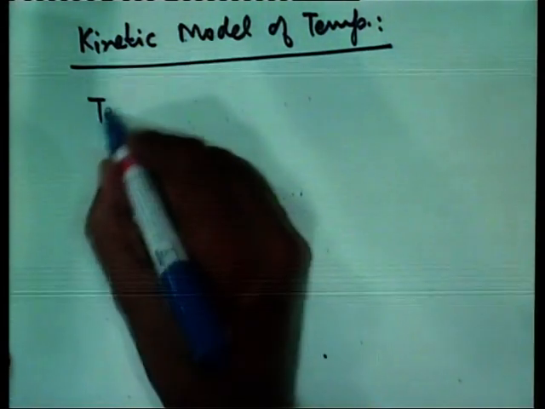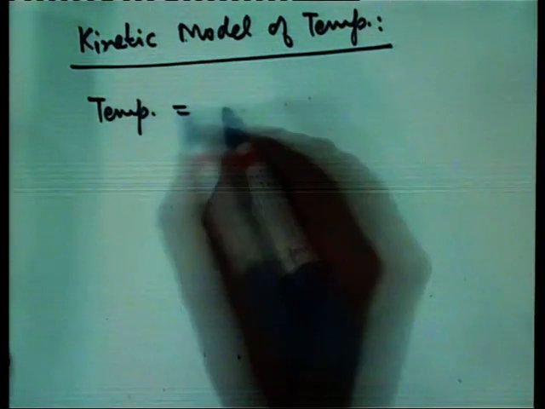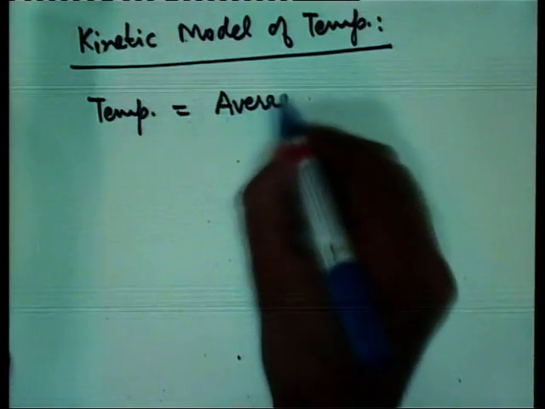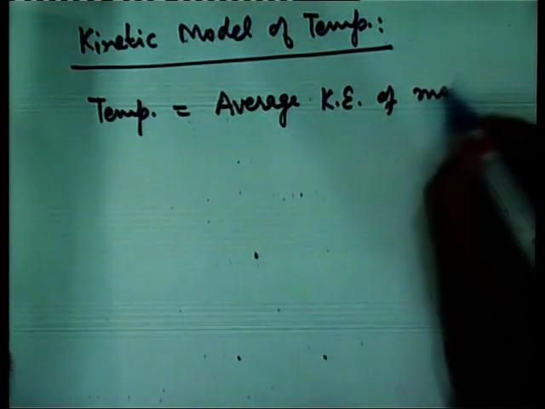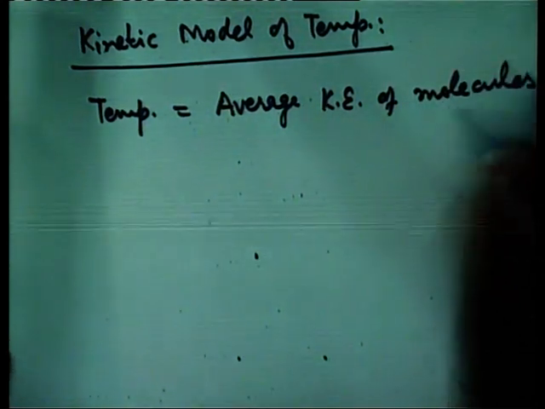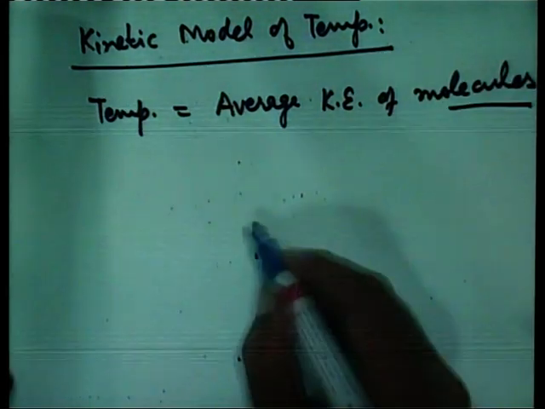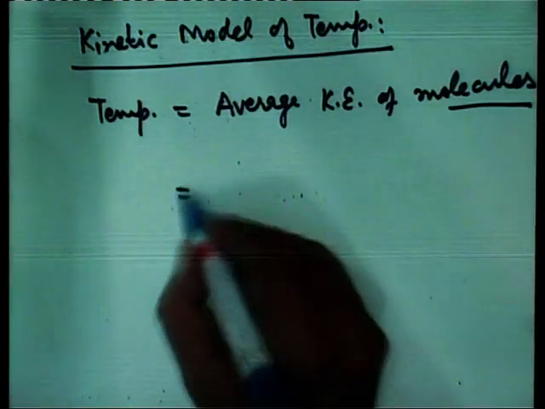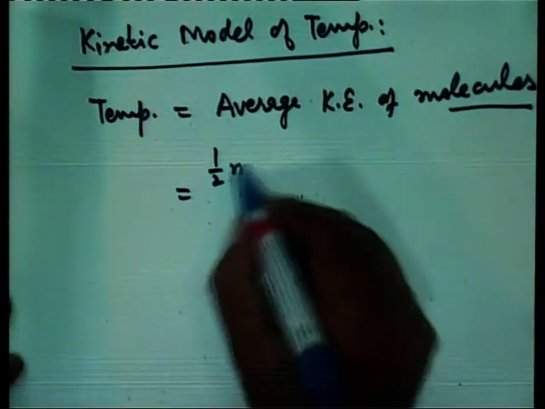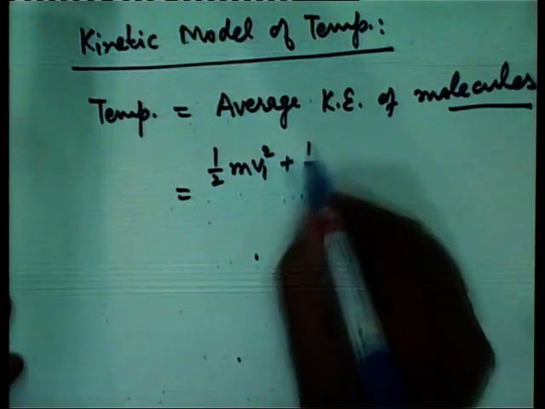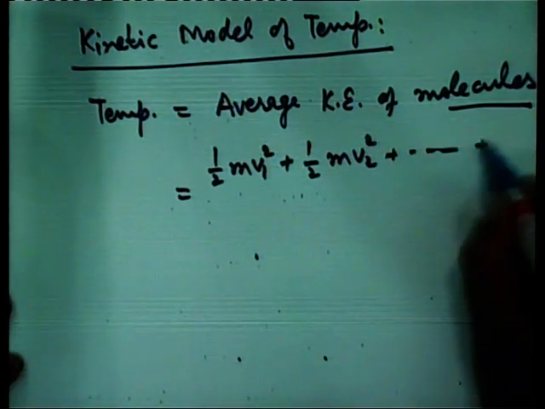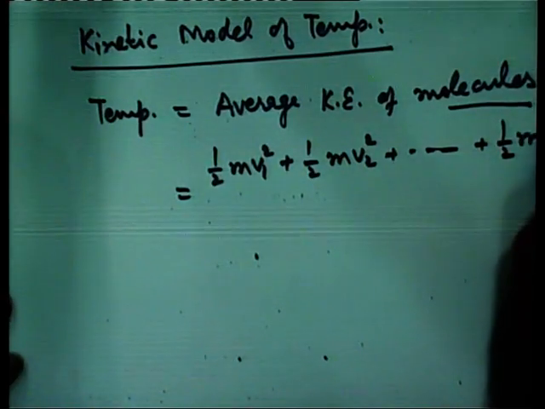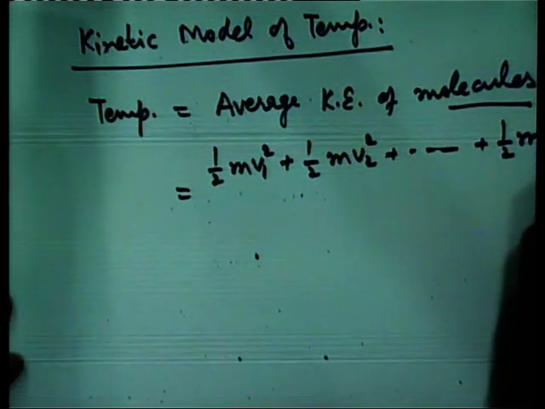Temperature is the average kinetic energy of molecules, which is say half m v1 square, half m v2 square, and so on, half m vn square.